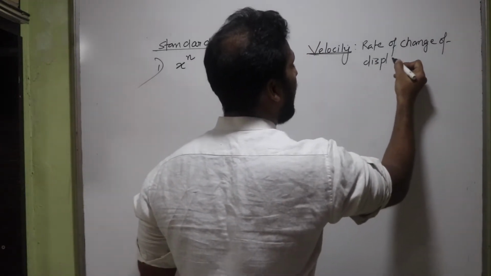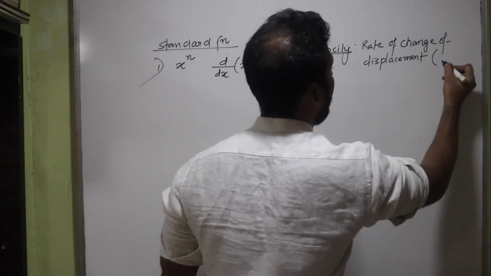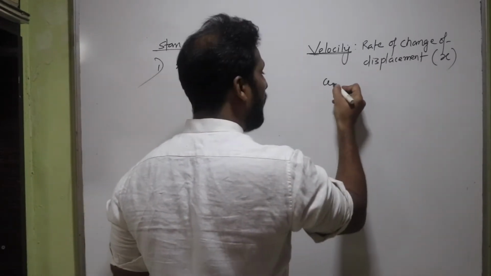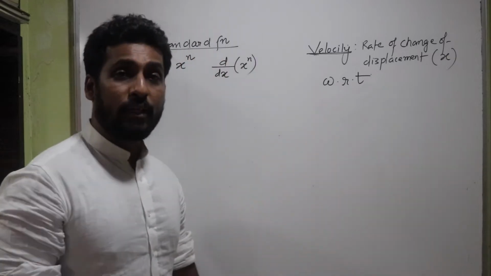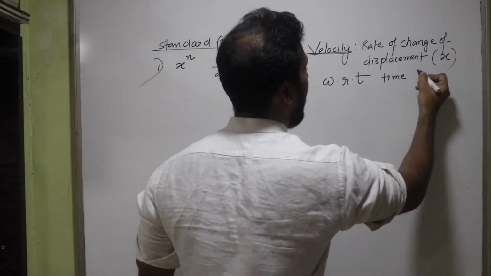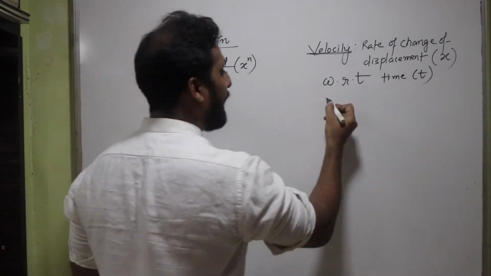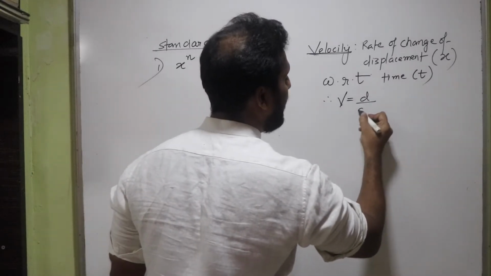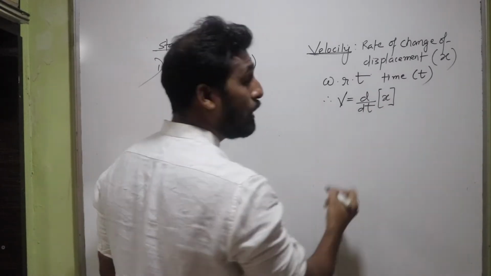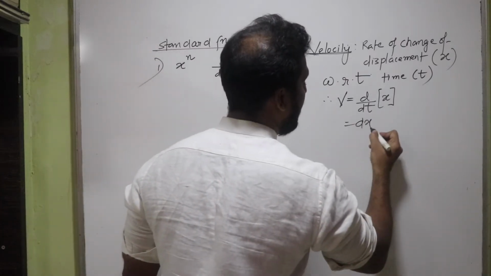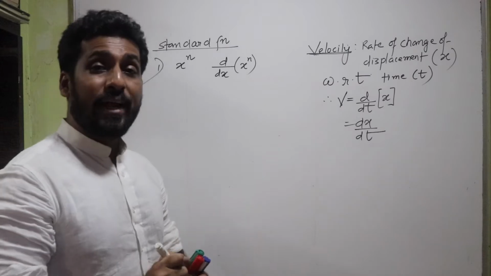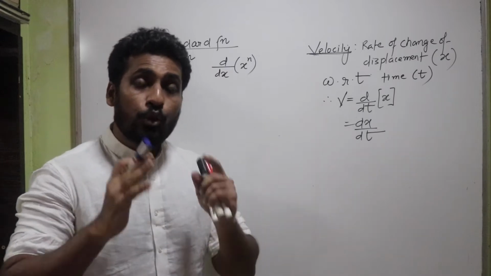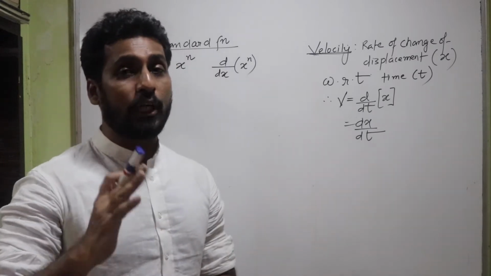Now if I represent displacement with x, and rate of change of displacement with respect to time, where WRT stands for with respect to, and I'm going to denote time with small t. So I can write velocity is nothing but rate of change of x, so d by dt of x. For simplicity, we will write it as dx upon dt. Now remember, when I say dx upon dt, it does not mean that dx and dt are two separate quantities.